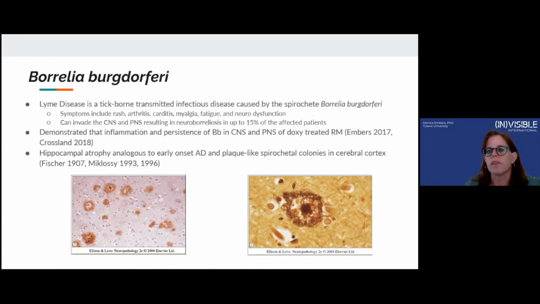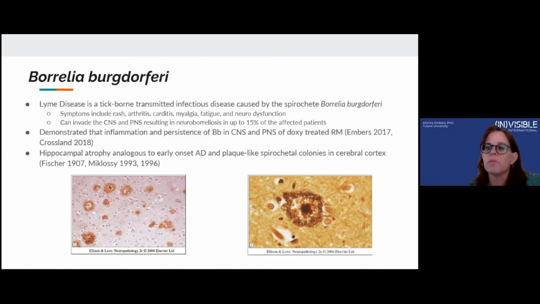So, Borrelia burgdorferi. Lyme disease is the most common tick-borne infection in North America. The causative agent, Borrelia burgdorferi, is a spirochete that can chronically infect humans, causing rash, carditis, arthritis, myalgia, fatigue, and neurological dysfunction. A recent study estimated that approximately 476,000 persons were diagnosed with Lyme disease annually during the 2010 to 2018 period. Despite treatment with antibiotics, a proportion of Lyme disease patients continue to experience symptoms after antibiotic treatment, a phenomenon that can be labeled as post-treatment Lyme disease.